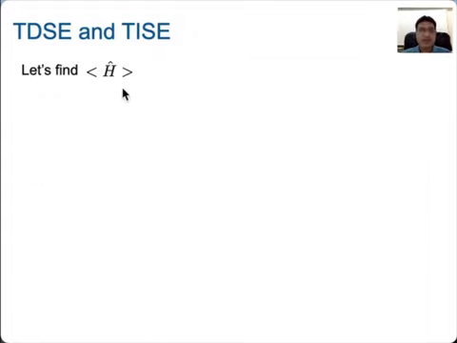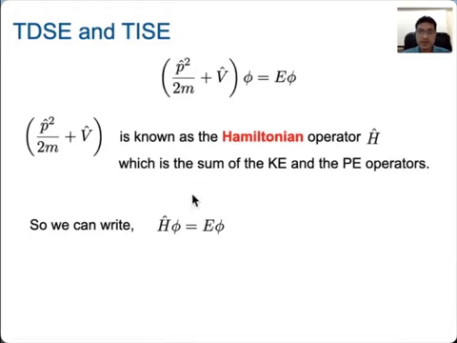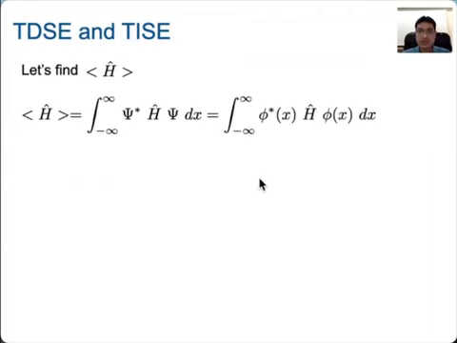So now let's find out the expectation value of this Hamiltonian H. We know the definition of expectation value: H is sandwiched between psi star and psi. We know that this psi star psi will give exactly phi star phi. And from the previous equation, when H operates on phi, it will give you E times phi, and E is a constant. So it does not depend on the integration, and I can take this E out.